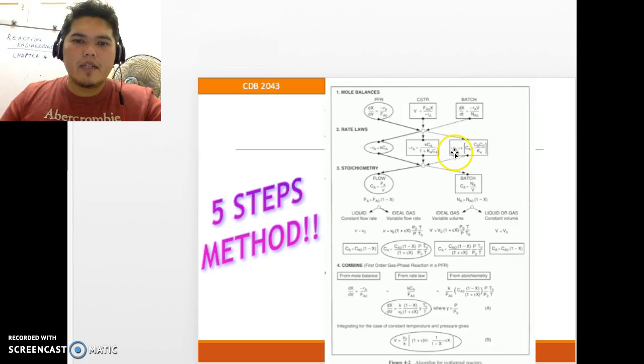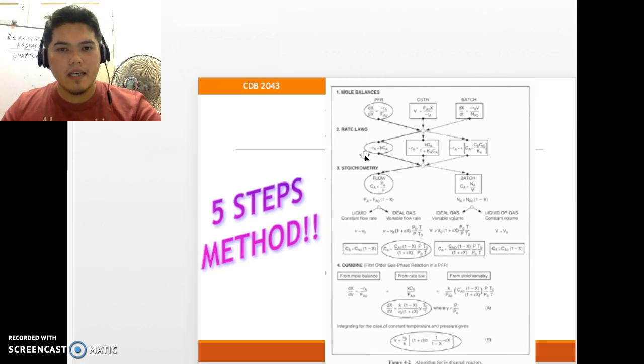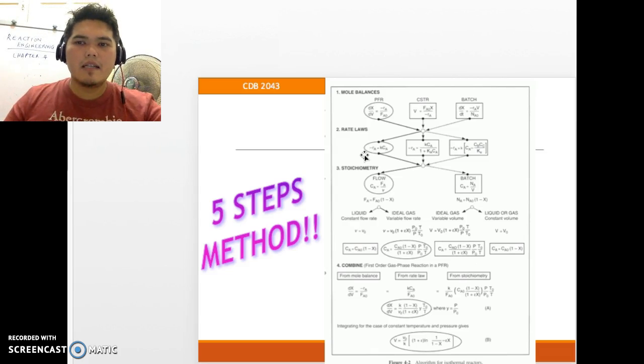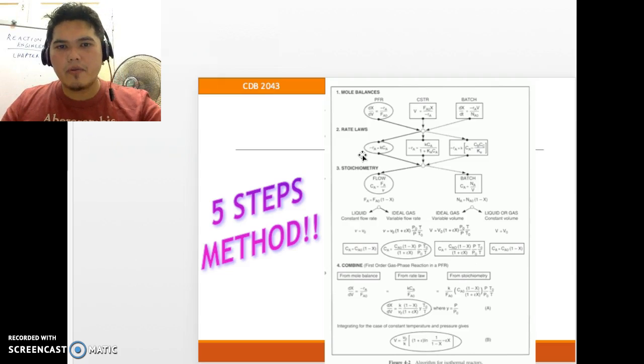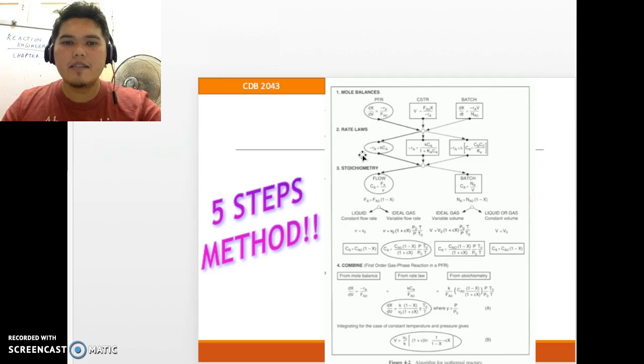Related to chapter 1, we have already looked into the mole balance on different types of reactors, for example PFR, CSTR, as well as batch reactor. And we met together at rate laws, where we also learned about different types of rate laws, whether elementary or non-elementary. So you need to know what they are based on the previous video and the discussions.